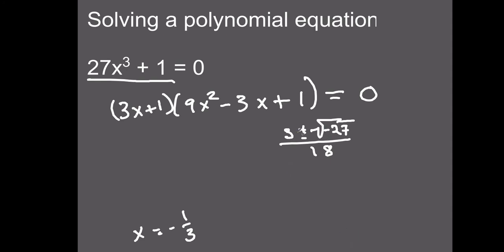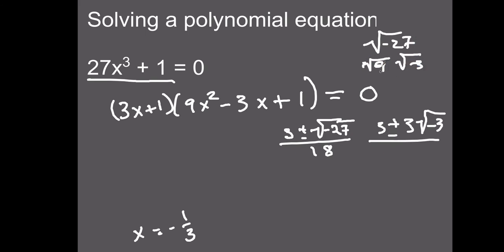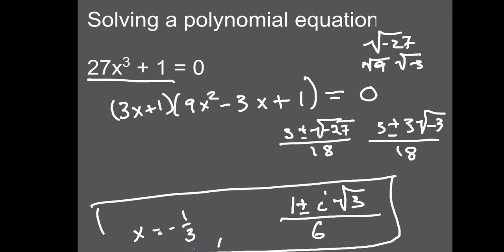Okay, so to simplify this, we could write this as 3 plus or minus 3 times the square root of negative 3, because the square root of negative 27 is equal to the square root of 9 times the square root of negative 3, and the square root of 9 is 3, over 18. Now we have a 3 that cancels out of both terms, and we get 1 plus or minus i times the square root of 3. This is the same thing as the square root of negative 3, over 6. So 3 and 3 cancel out here. 18 divided by 3 is 6. These are the other two solutions. So these are the three solutions to this equation.